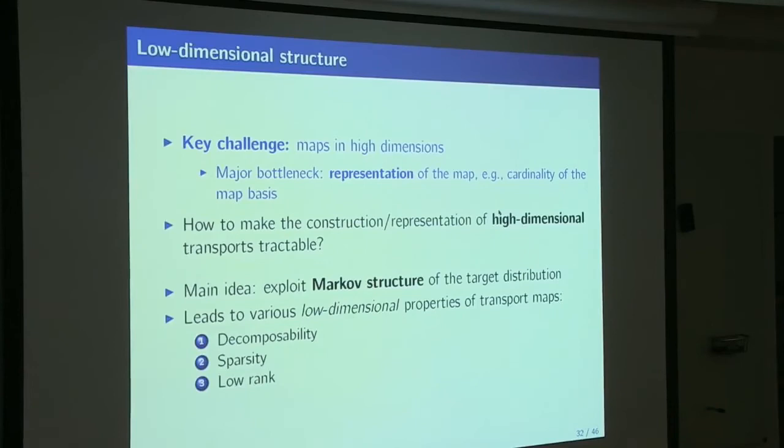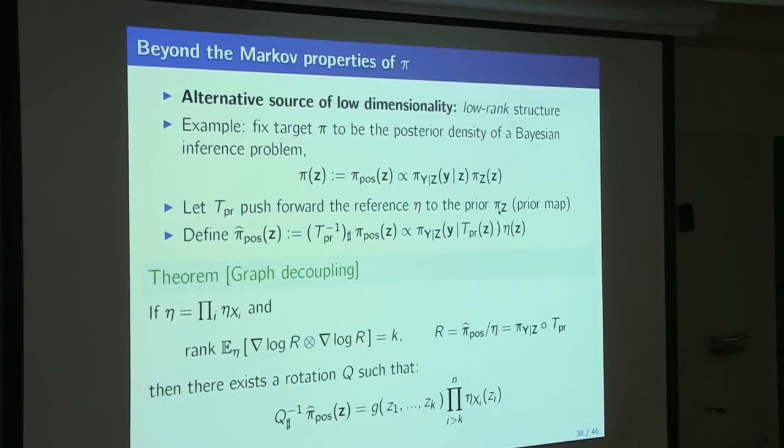And I'll skip these, and I'll close with one final property, which is this notion of low rank. And this gets back to your question about a map that represents the Bayesian update, if you will. This is something that actually shows up a lot in those problems, and I'll walk through a certain example to show it.